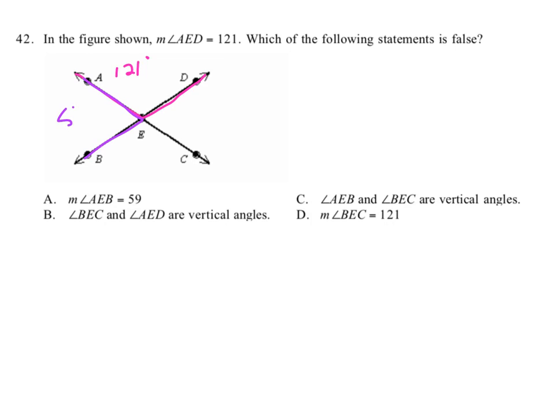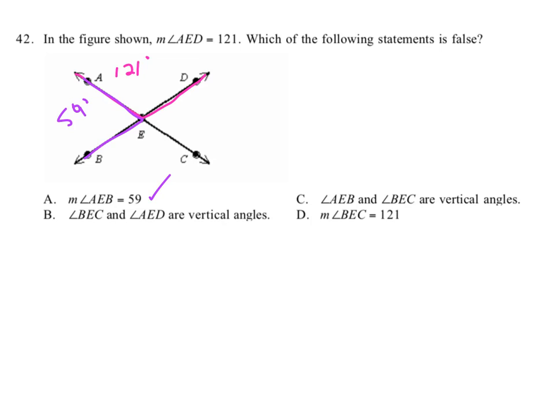Well, 59 degrees plus 121 adds up to 180. These are straight angles and they add up to 180. That's actually true. So we're going to ignore that one. That's not the false one.